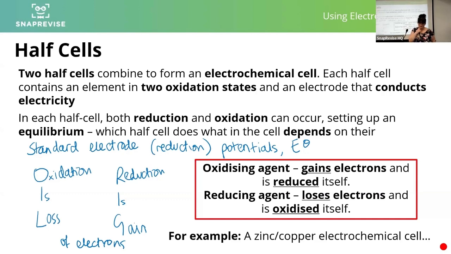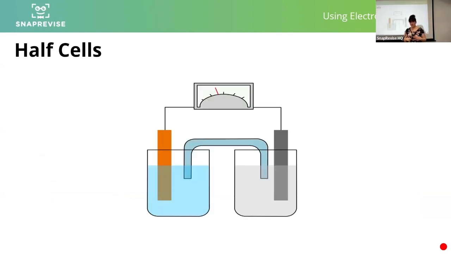Okay, so let's have a look then at a full cell which includes zinc and copper half cells. So this is an example. Obviously, you guys wouldn't use color, but this is an example of a diagram you may be asked to draw for a cell. And you do need to be able to label it correctly. So here we've got zinc and copper.